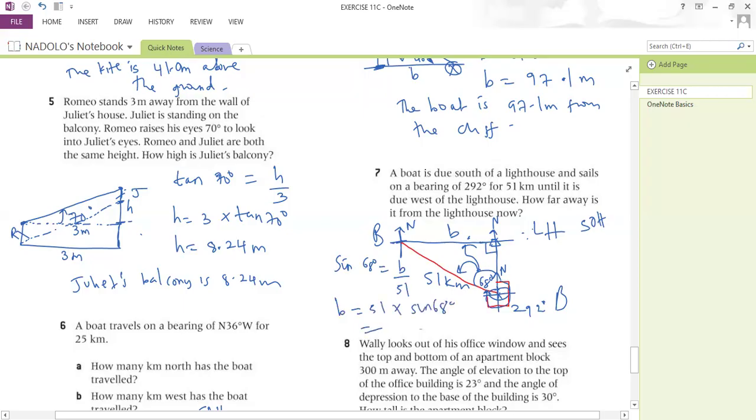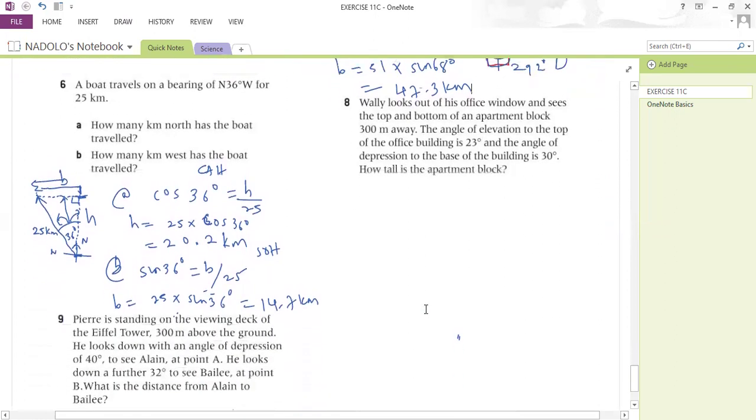If you use your calculator to do that, you will get 51 multiplied by sine 68 is 47.86. So to three significant figures, your answer will be 47.3 kilometers. So that is how far away from the lighthouse the boat is.